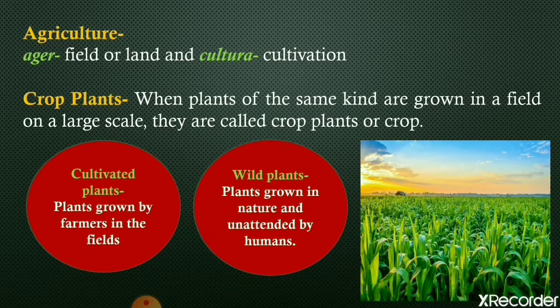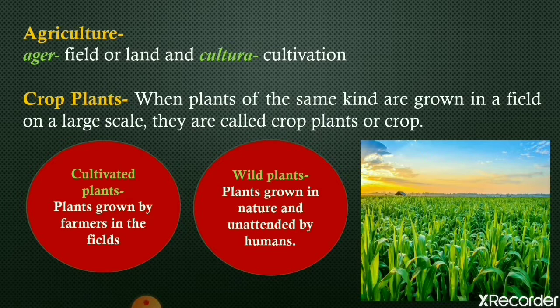Not only the crop plants, but the plants that we grow at our home also, we give them water, we give them fertilizers, or we give them compost, meaning manures. So such plants are called cultivated plants, meaning the plants which are properly attended to by human beings, meaning farmers or by us. Examples are the crop of rice or wheat, or suppose we are growing some plants such as rose or hibiscus, we properly take care of these plants, so such plants are called cultivated plants.